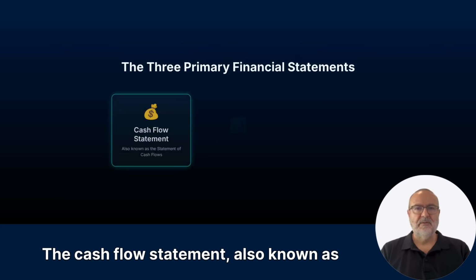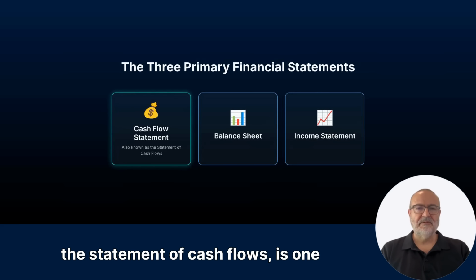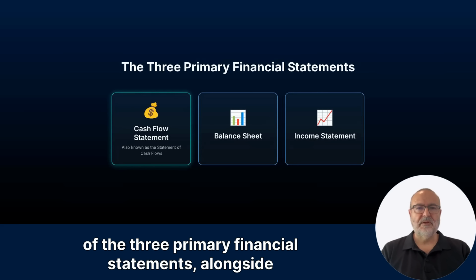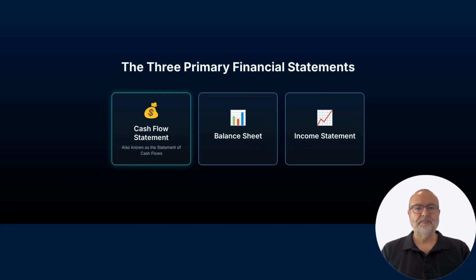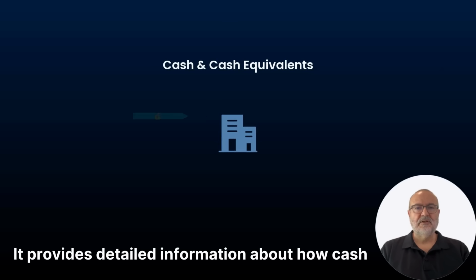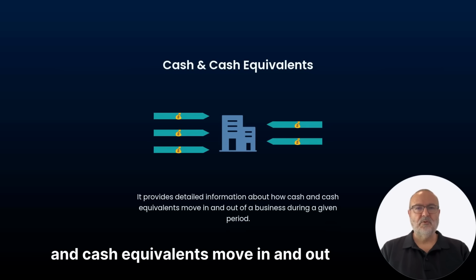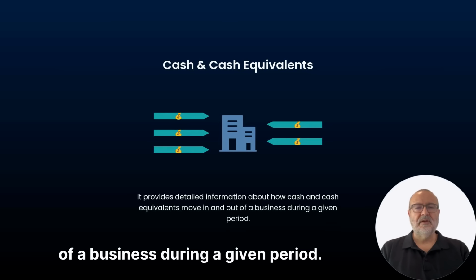The cash flow statement, also known as the statement of cash flows, is one of the three primary financial statements, alongside the balance sheet and income statement. It provides detailed information about how cash and cash equivalents move in and out of a business during a given period.